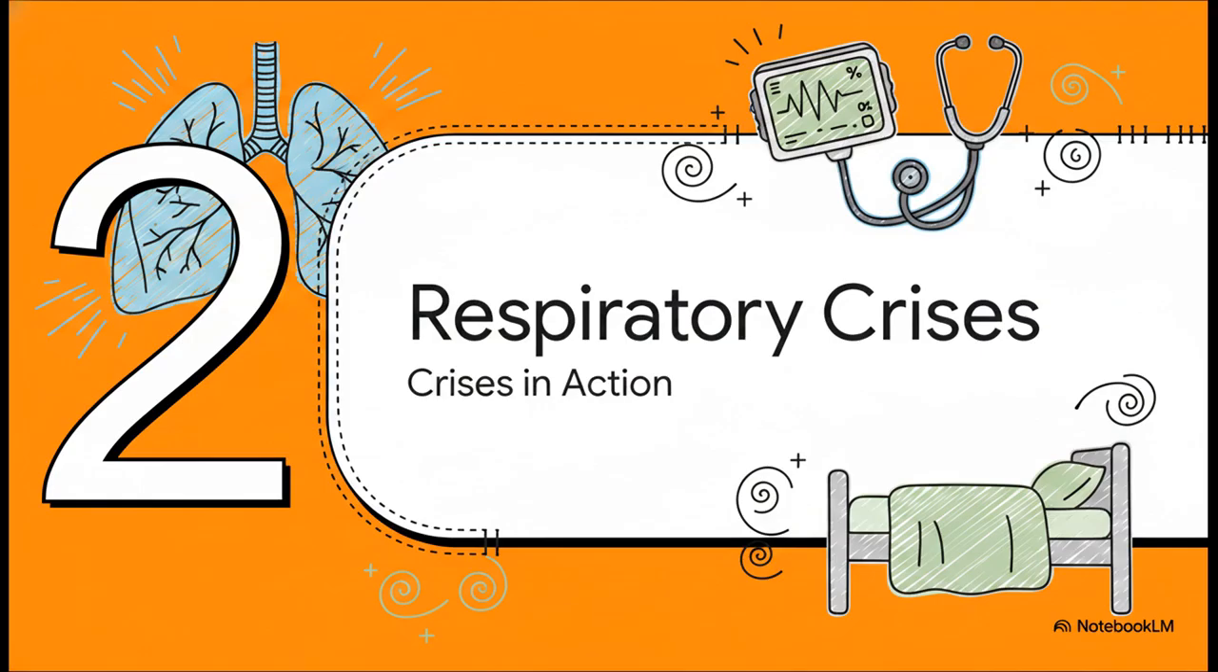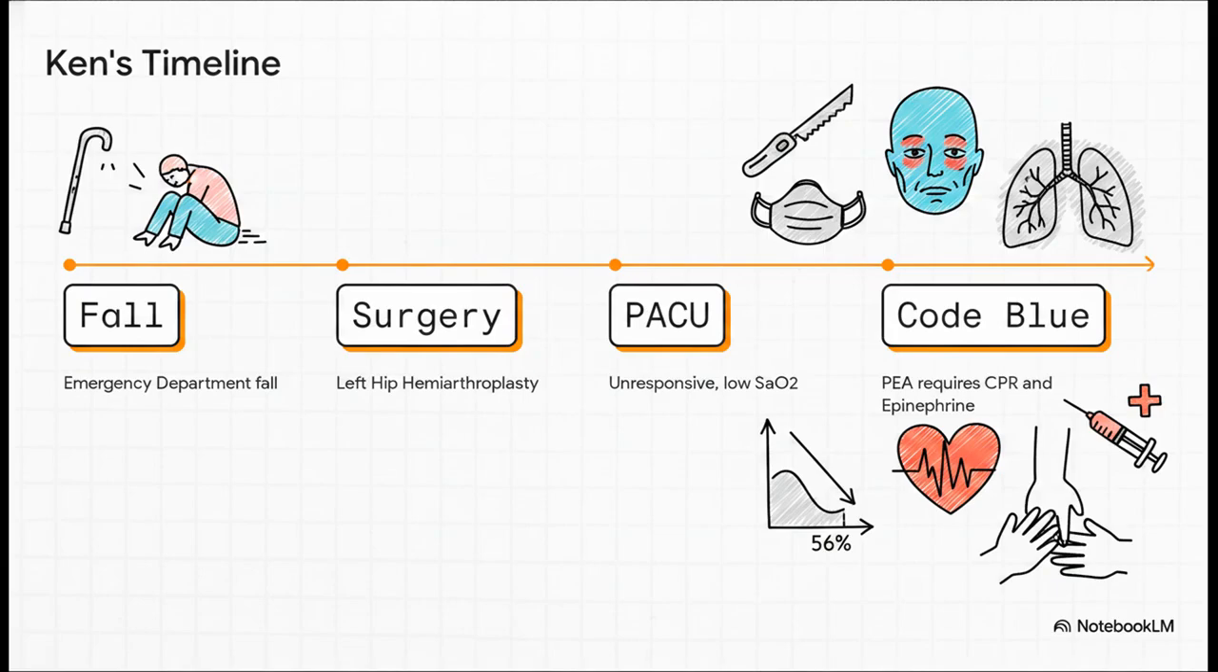Moving right along to Section 2, Respiratory Crises in Action. Let's put these diagnostic tools to the test and step right into the high-stakes world of a hospital post-anesthesia care unit, or PACU. Take our first patient case here, Ken. Ken is an 81-year-old gentleman who came into the ER after a fall, which led to a highly successful left hip surgery under general anesthesia. Everything seemed totally fine, but here is where your detective work kicks in.